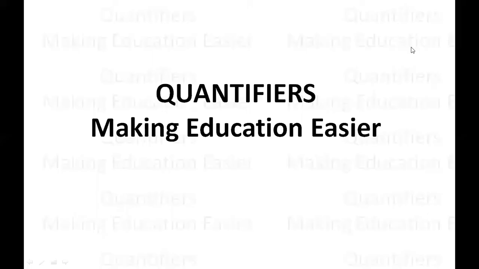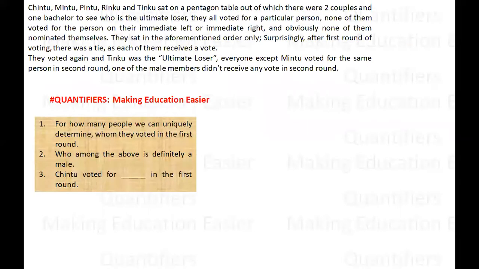Okay, so let's discuss the assignment sets one by one. This was the first set, where Chintu, Mintu, Pinku, Rinku and Tinku sat on a pentagon table, out of which there were two couples and one bachelor. So दो couple थे, एक bachelor था. To see who is the ultimate loser.